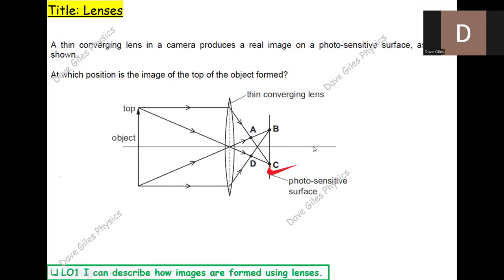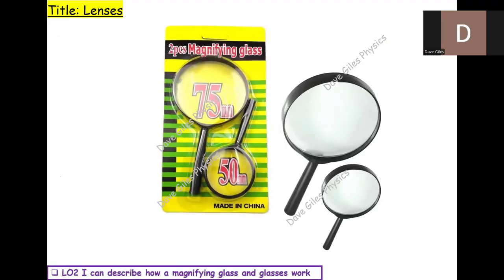Okay, so that's the first learning objective complete: describe how images are formed using lenses. The second learning objective is describing how magnifying glasses and glasses work.